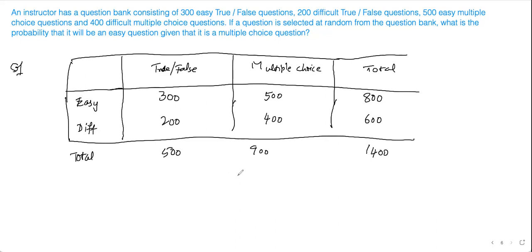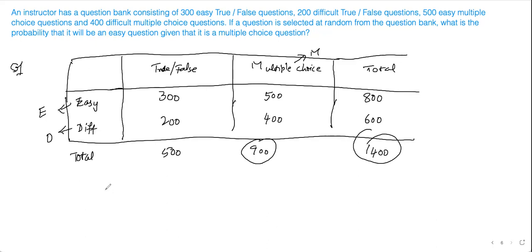Okay, now let us look at the notations. Easy can be written as E, and multiple choice as M, and we have difficult as D, and true or false as T. Okay, let us represent that. Now it is given that the total number of questions which we found is 1400. That of multiple choice questions is 900.